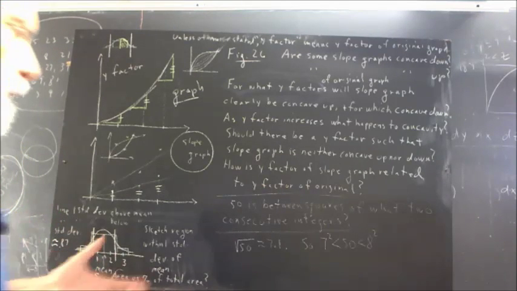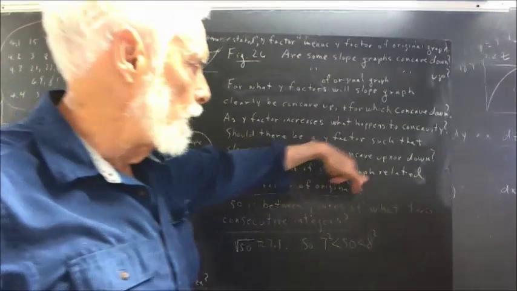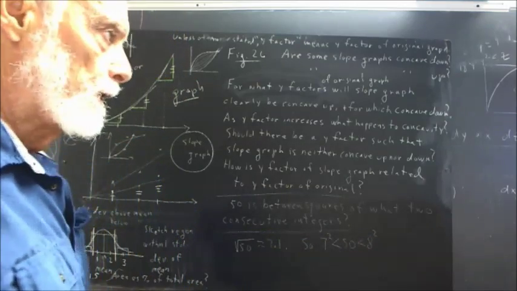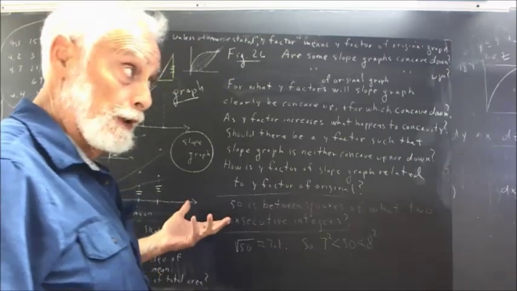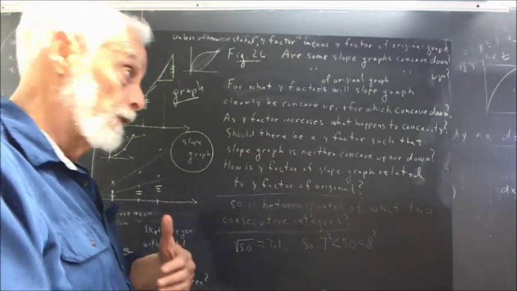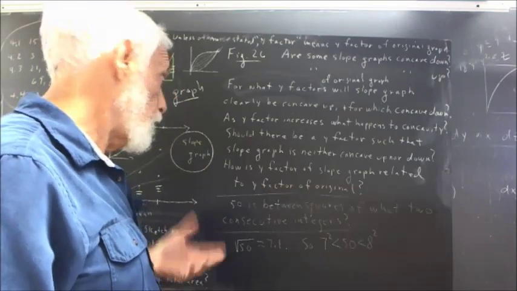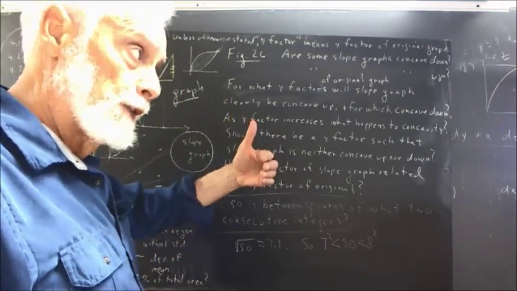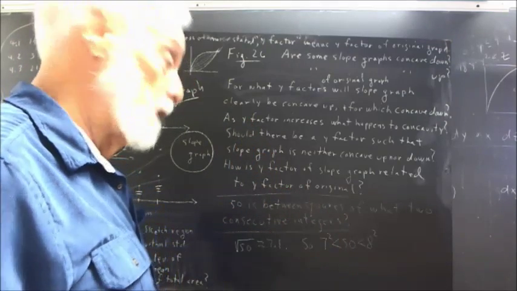Okay, quick note. We have a question like, 50 is between the squares of what two consecutive integers? That's pretty easy to see. The biggest square less than 50 is 49. The smallest square greater than 50 is 64. So 50 is between 7 squared and 8 squared, and those 7 and 8 would be your two consecutive integers.